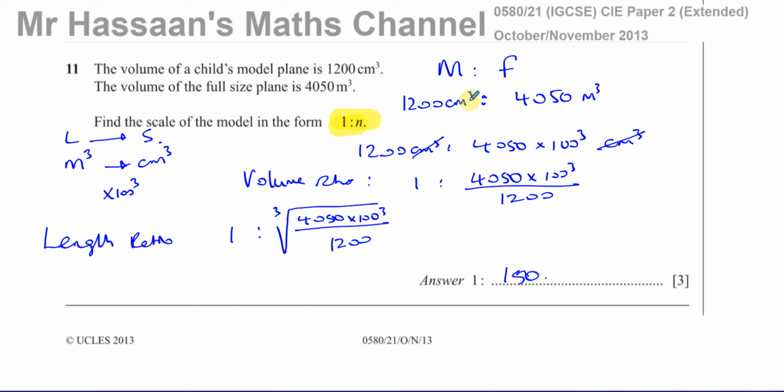They gave us the volume of the model plane and the volume of the full-size plane, and the first thing we did is change them into the same unit. So I changed from meters cubed to centimeters cubed by multiplying by 100 cubed, because there's 100 centimeters in a meter. Therefore there's 100 cubed centimeters cubed in a meter cubed. So that's very important for us to realize. When we're changing units of volume, we cube the normal conversion. When we're changing units of area, we square the normal conversion.